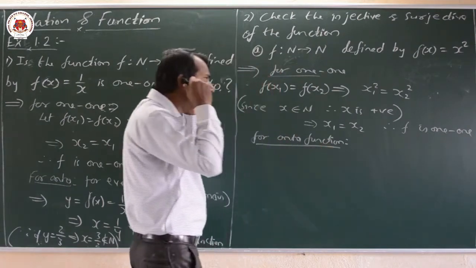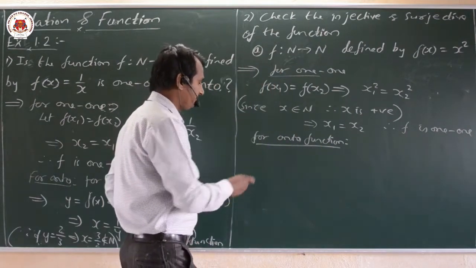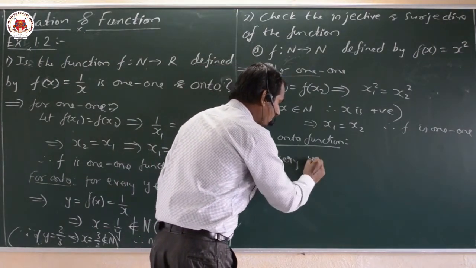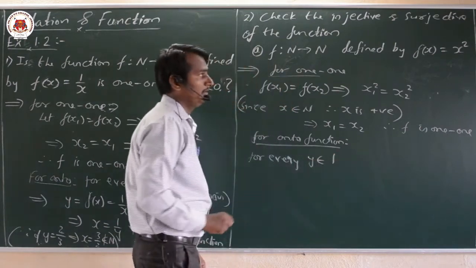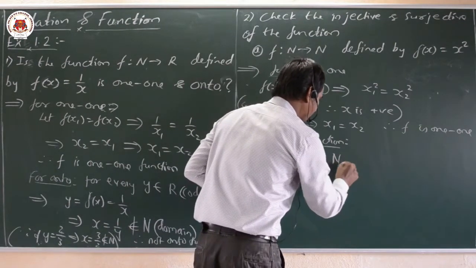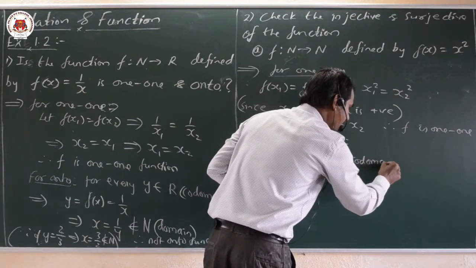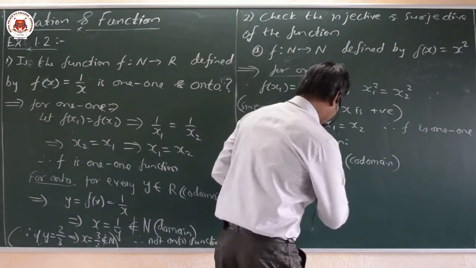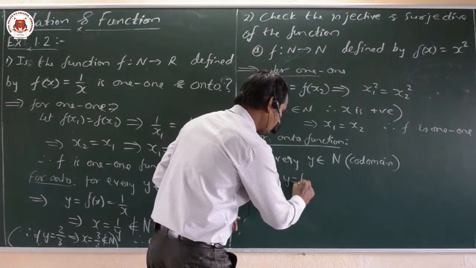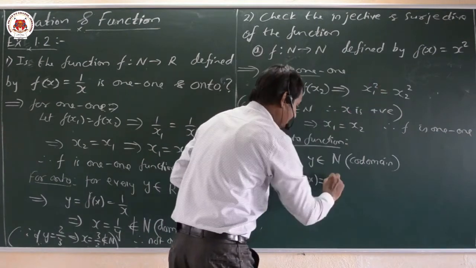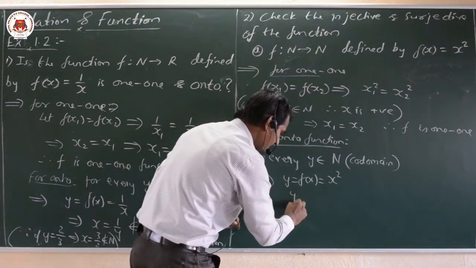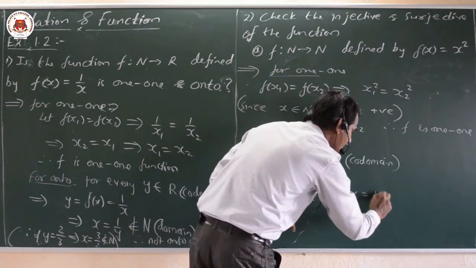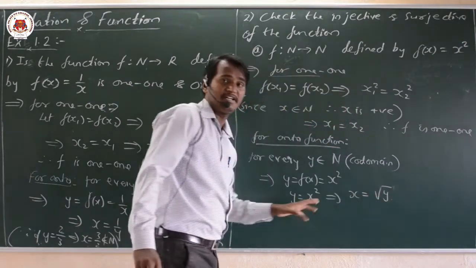Let us take a simple example. For every y belongs to the codomain, what is the codomain here? That is the natural numbers. For every y belongs to the codomain, y equal to f of x equal to x square. Y equal to x square means x equal to root y, x equal to plus or minus root y.